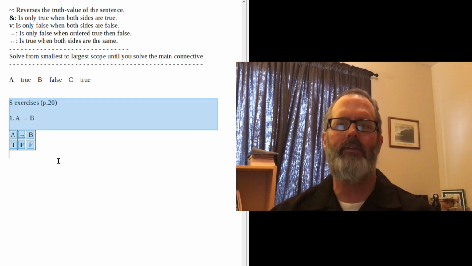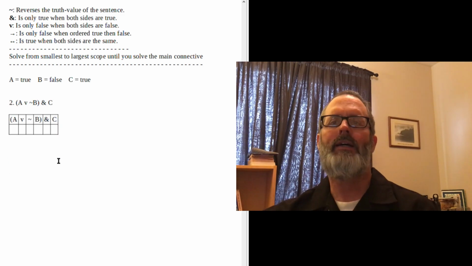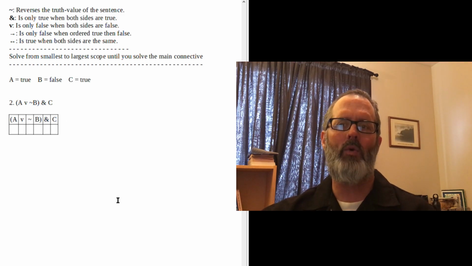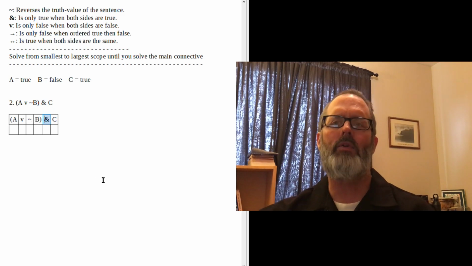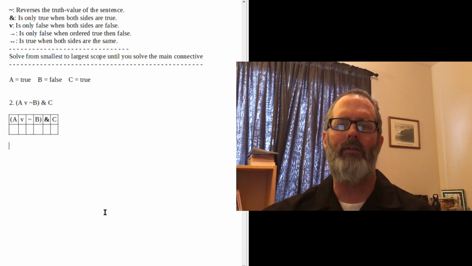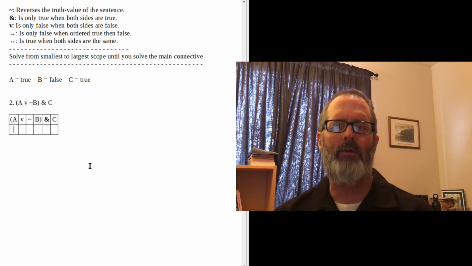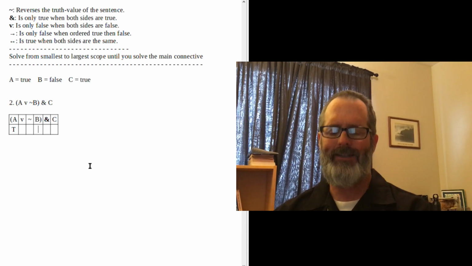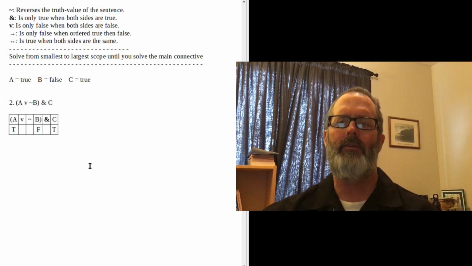S exercises number 2. Little more complex, right? I will work down here. I first have to make sure my main connective is clear. So here is my main connective. Look, all of this is in parentheses. This is the main connective of the sentence. I will bold that in. That's the final value I'm working for. We know how this goes. We work from smallest to largest scope, which is always, the smallest is always the basic sentence letters. A is true, B is false, C is true, according to our dictionary.